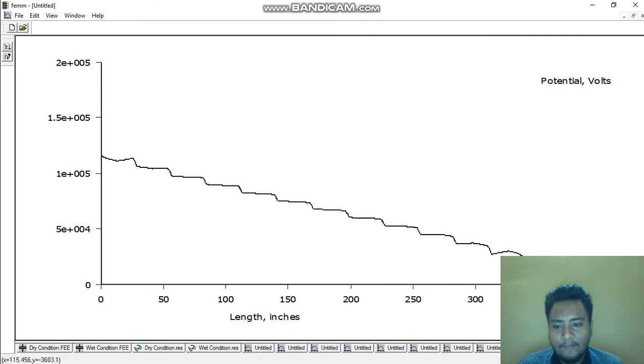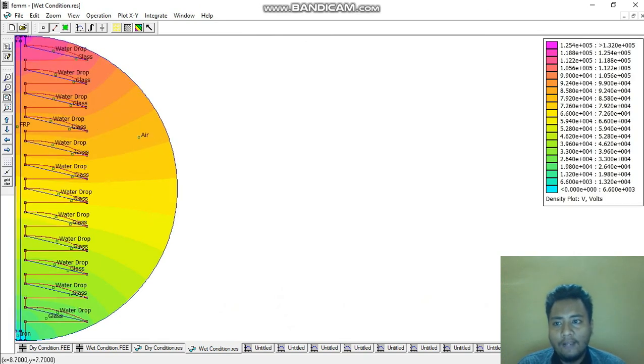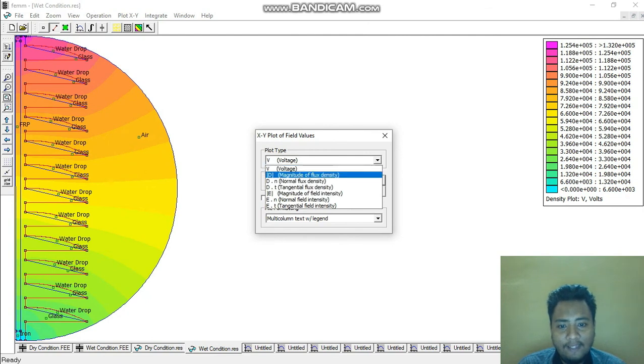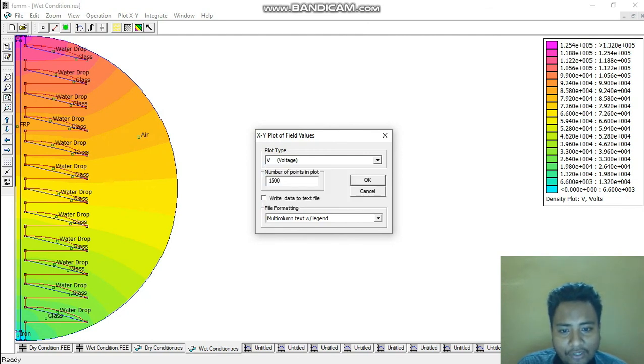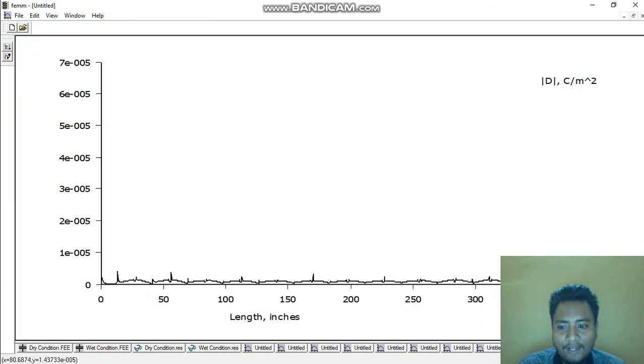Okay, after that, if we want to look at the magnitude of flux density, we can click at this section, and then click OK. So as you can see, the magnetic flux is not in a steady state, meaning it is not stable. You can see here in this graph.